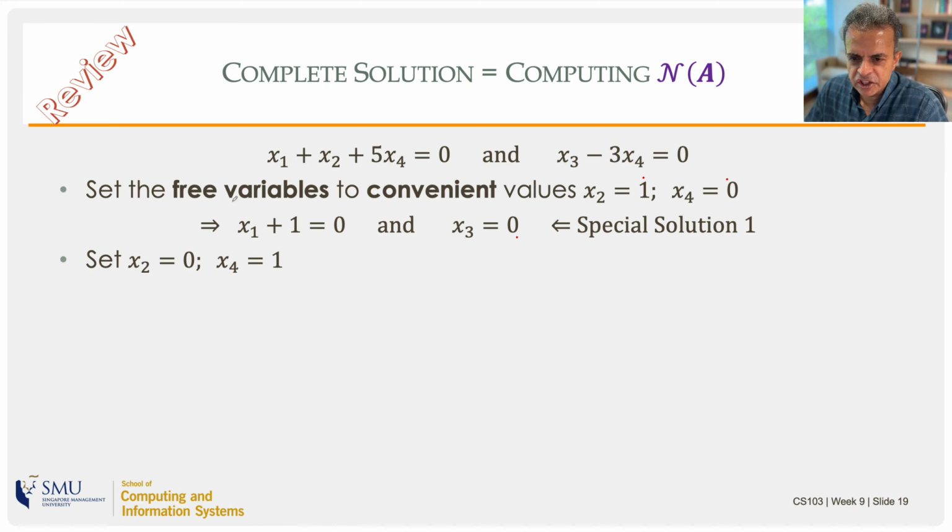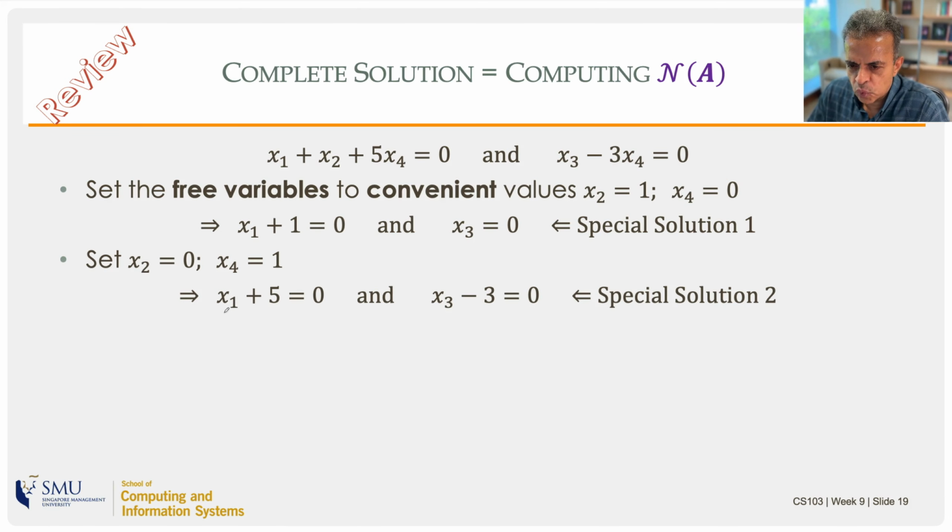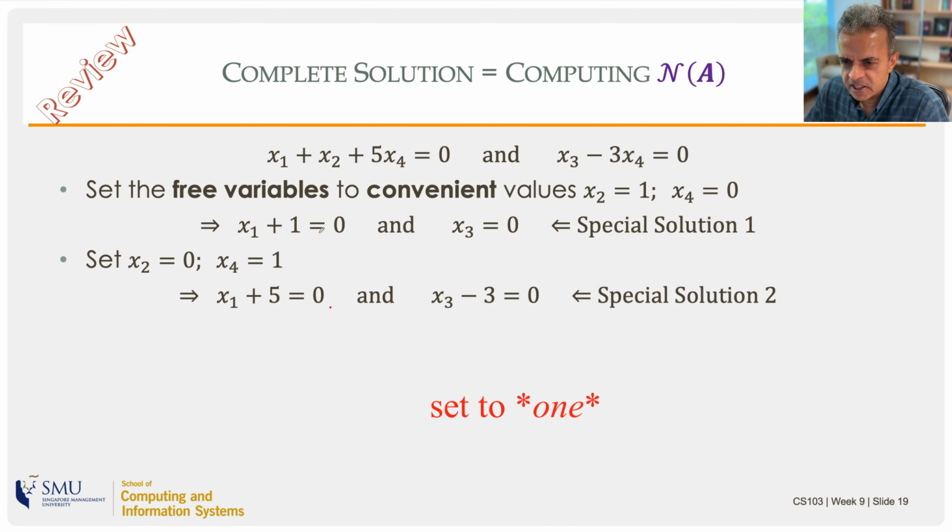Then set x2 equal to 0 and x4 equal to 1. That's another set. So x1 plus x2, which we set to 0, plus 5x4, which we set to 1. So x1 plus 5 equal to 0. Then x3 minus 3 because x4 was set to 0. So there's a special solution too.